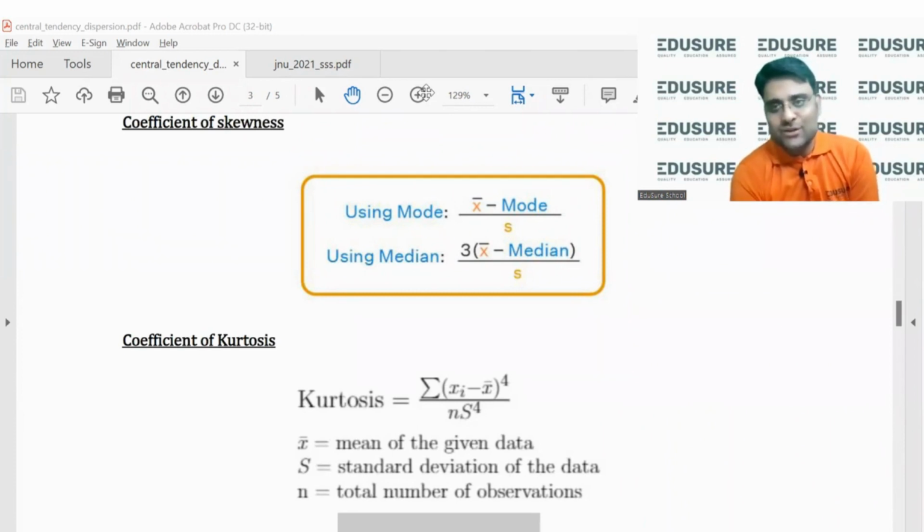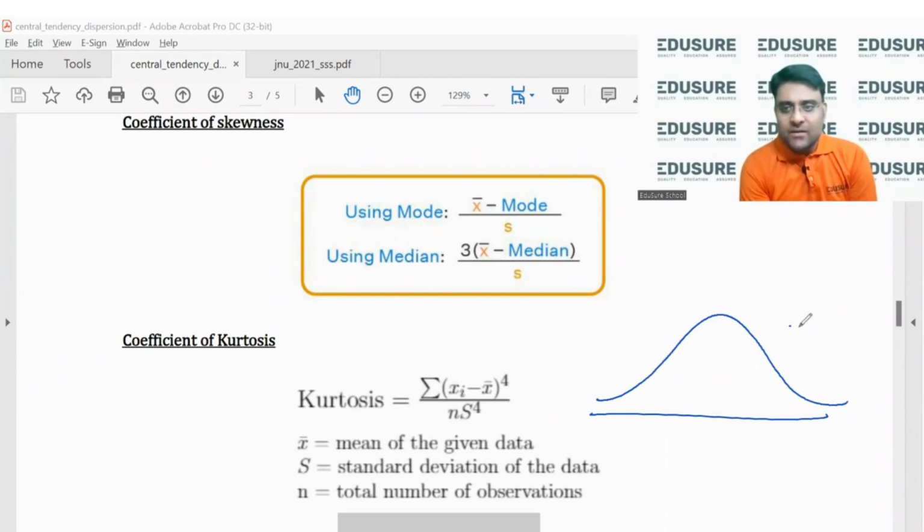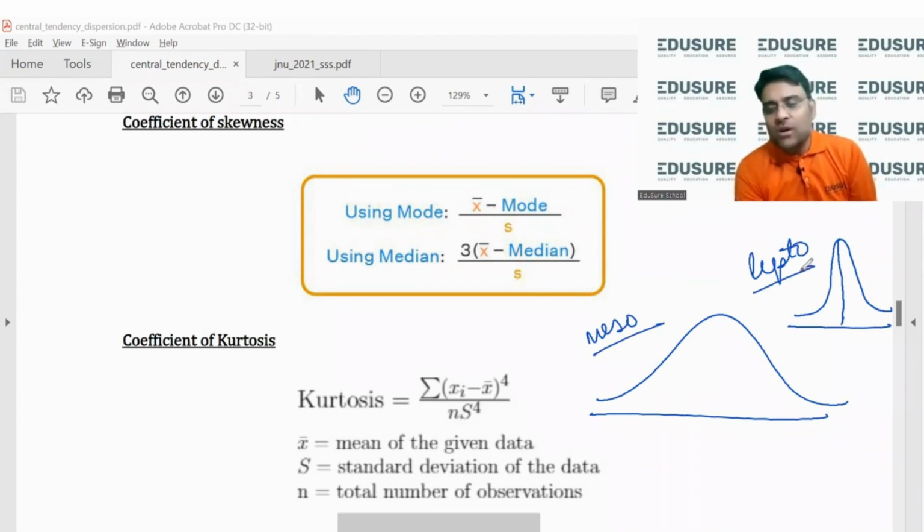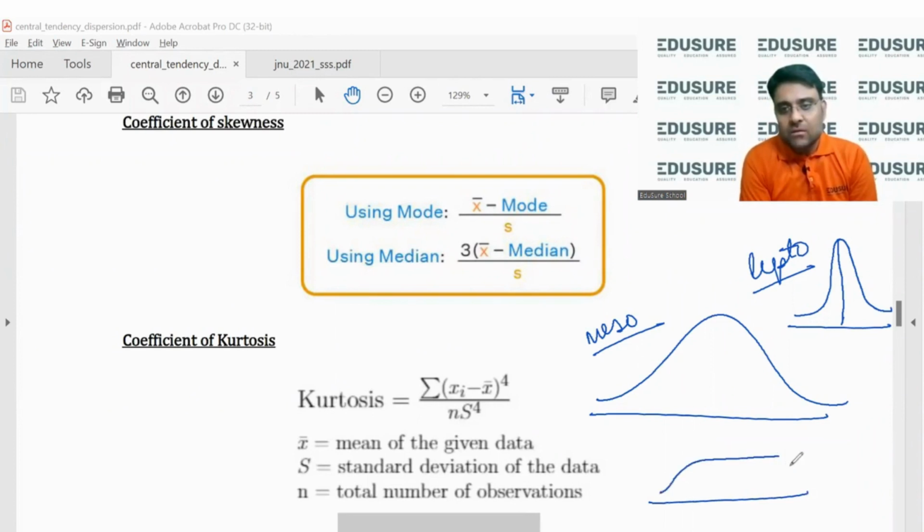Kurtosis is the peakedness of the distribution, how high the peak, right? So a normal distribution and a T distribution, if you've heard of a T distribution, both are symmetric, but the T distribution is leptokurtic. That is, the peak is very high, whereas a normal distribution is called mesokurtic. Okay, mesokurtic means average peakedness, leptokurtic means high peakedness, and platykurtic means absolutely flat, like the uniform distribution, something like this, hardly any peak. Okay, so peakedness is measured by kurtosis.